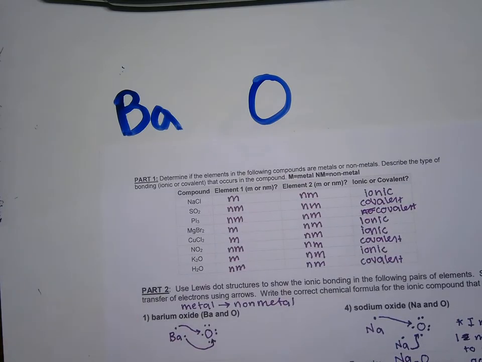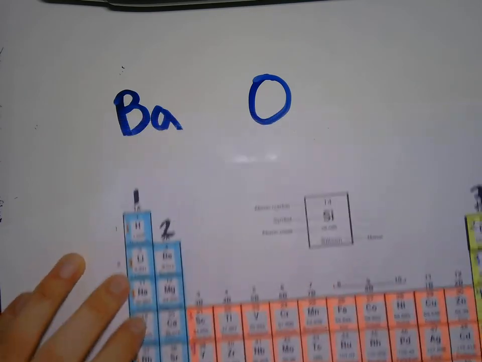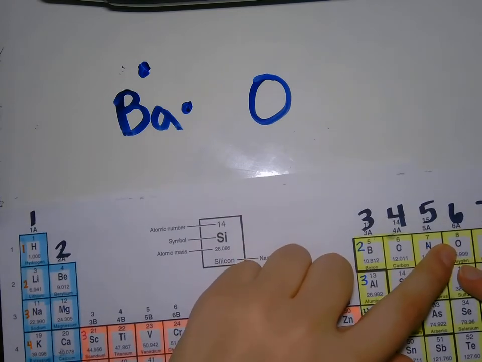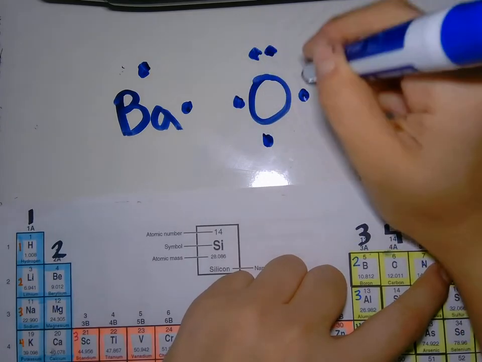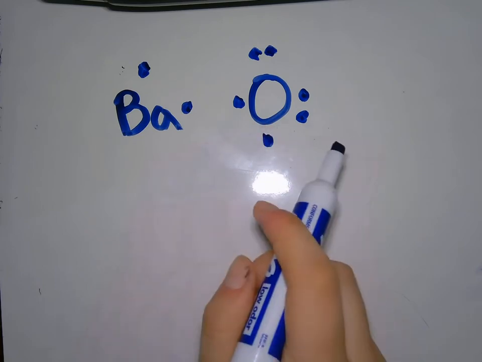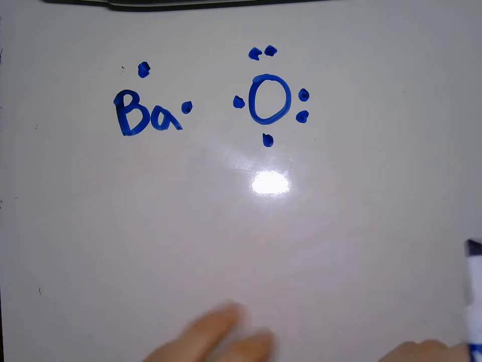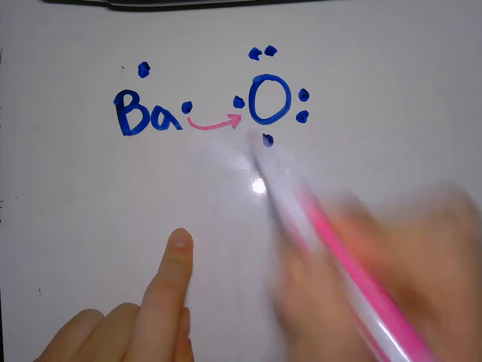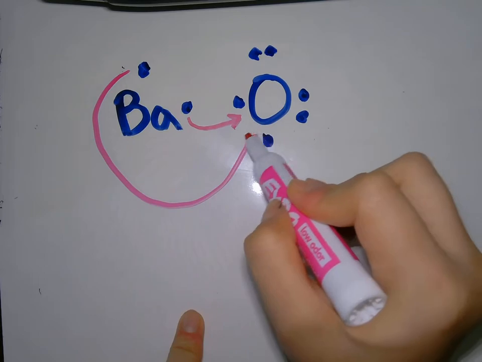So barium is in group 2, so right here. So it has 2 valence electrons, so 1, 2. And oxygen is in group 6A, so it has 6 valence electrons, so 1, 2, 3, 4, 5, 6. When atoms react with each other, you are always going to have the metal giving the non-metal the electron. So barium is going to give this electron to oxygen here, metal to non-metal, and then this electron is going to be given to oxygen here.